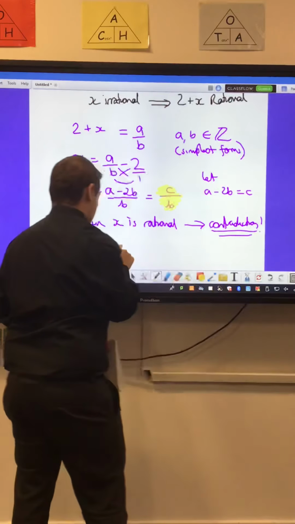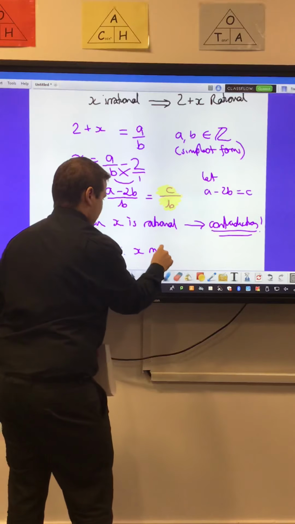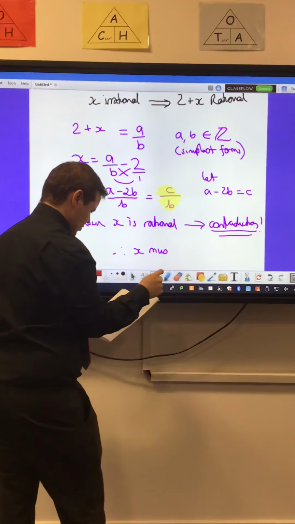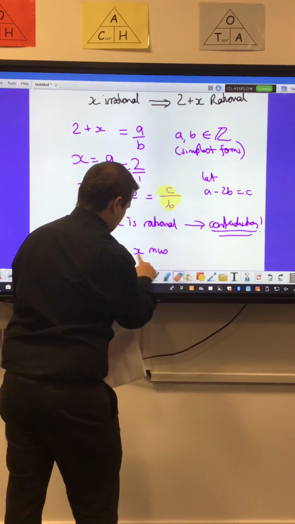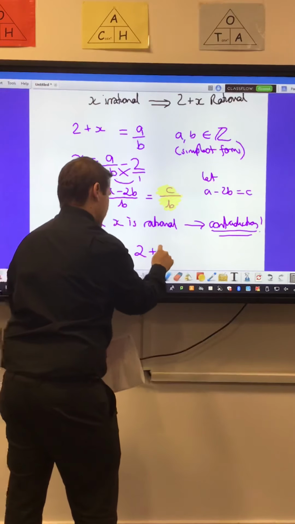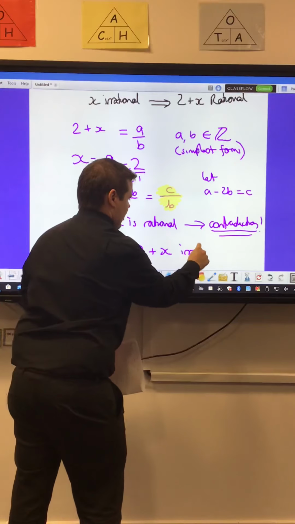Therefore, x must be irrational, and 2 plus x is irrational.